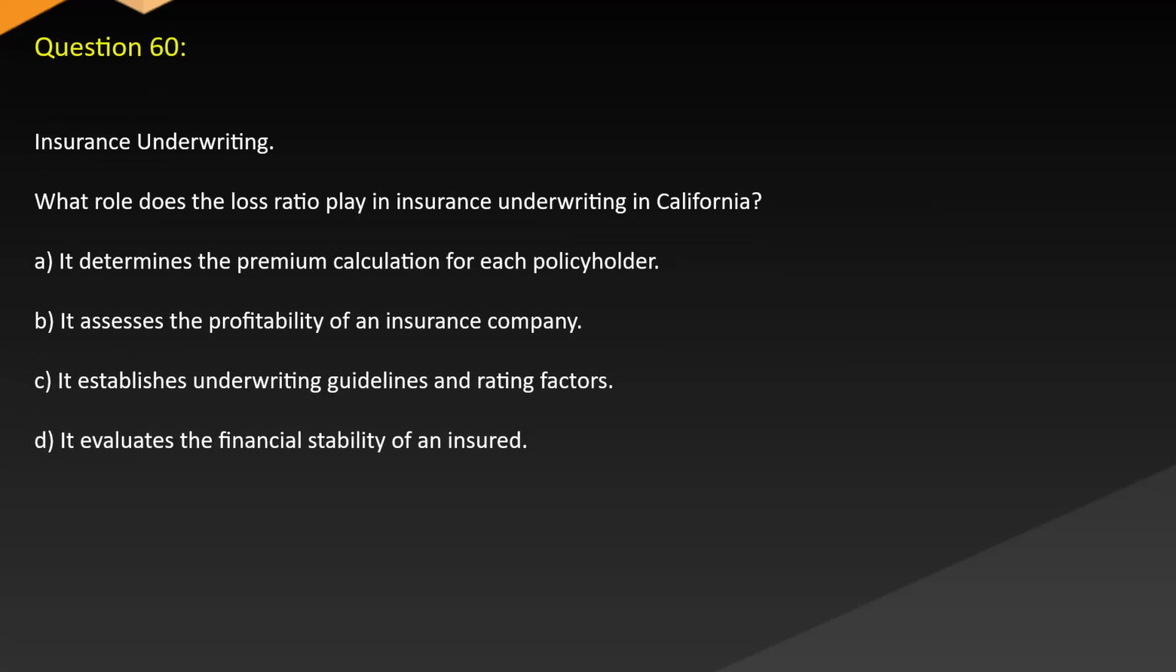Question 60. Insurance underwriting. What role does the loss ratio play in insurance underwriting in California? A. It determines the premium calculation for each policyholder. B. It assesses the profitability of an insurance company. C. It establishes underwriting guidelines and rating factors. D. It evaluates the financial stability of an insurer.